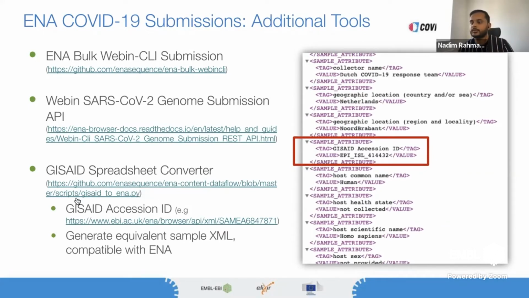And then we also enable users to provide a GISAID accession ID, and this is a user-defined field within the sample attributes. So users are able to link, a soft link, between data in the ENA and also GISAID by providing this EPI ID as a value.